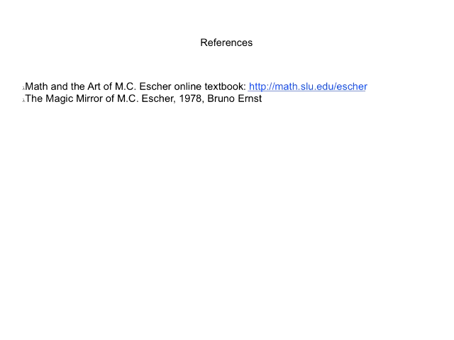All right, I'm going to switch to just say that if you want to learn more about this, we have a free and available online textbook for our course at math.slu.edu/Escher. Another, probably the finest source for this sort of information is a book by Bruno Ernst called The Magic Mirror of MC Escher. It's out of print, but still not so hard to get. So if you're looking for that, looking for more information, that's highly recommended.